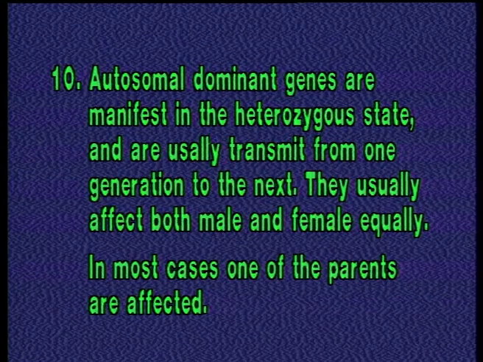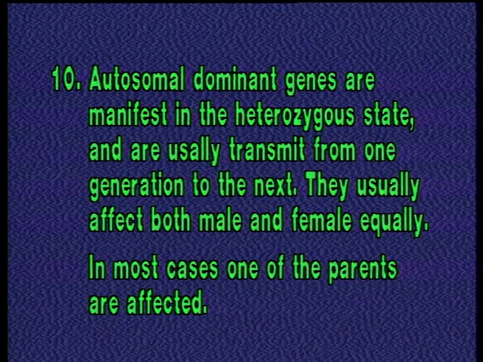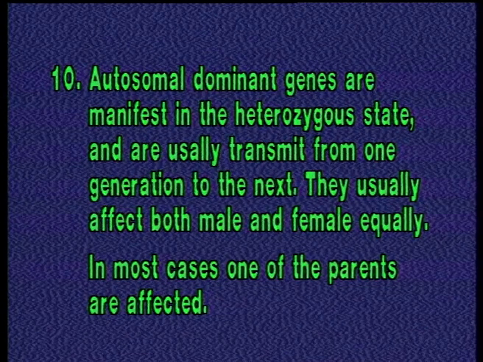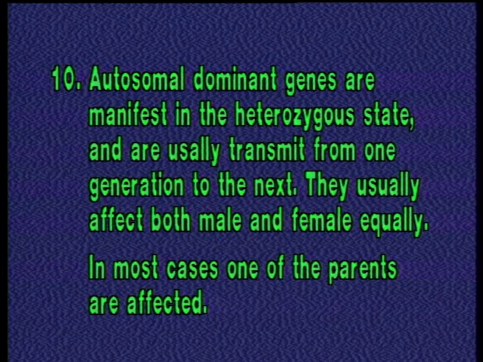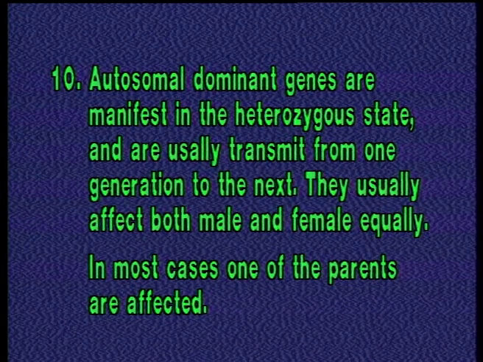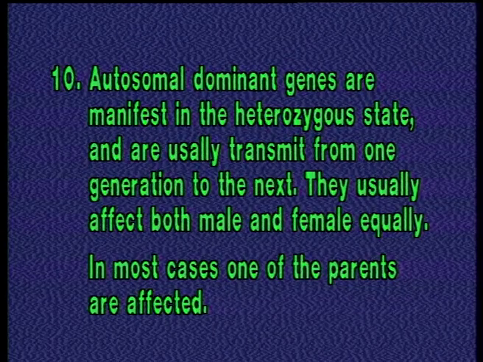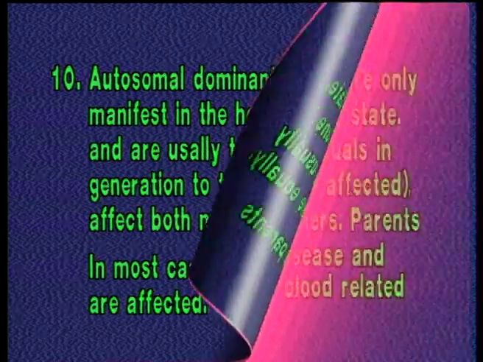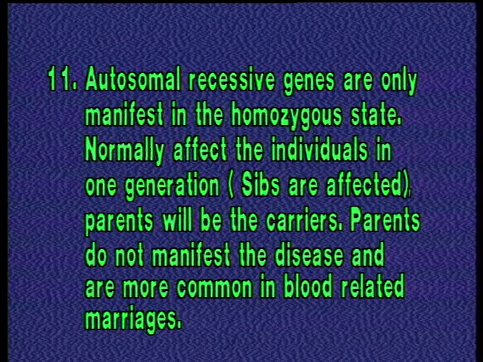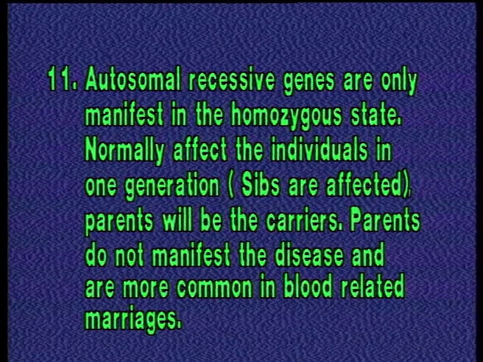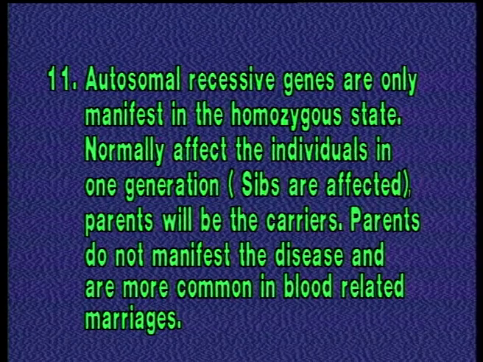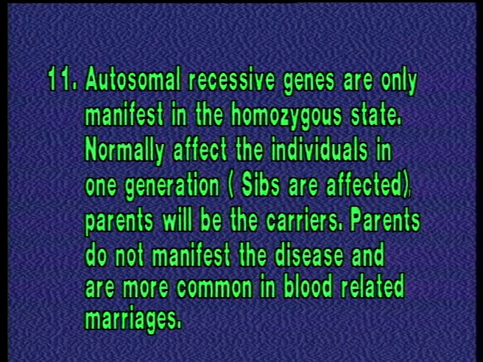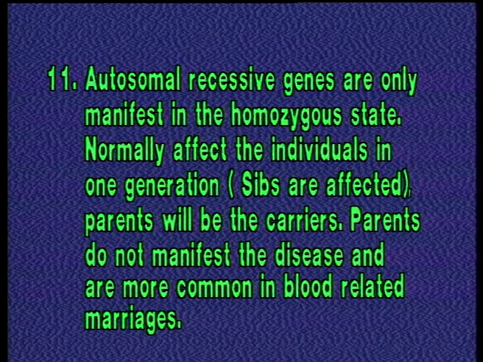Number 10, autosomal dominant genes are manifest in the heterozygous state and are usually transmitted from one generation to the next generation. They usually affect both males and females equally. In most cases, one of the parents is affected. Number 11, autosomal recessive genes are only manifest in the homozygous state. Normally, sibs are affected. Parents will be the carriers. Parents do not manifest the disease, and it is more common in blood-related marriages.